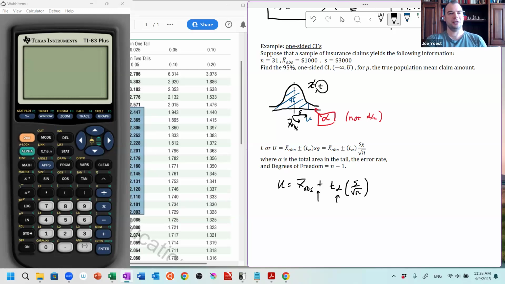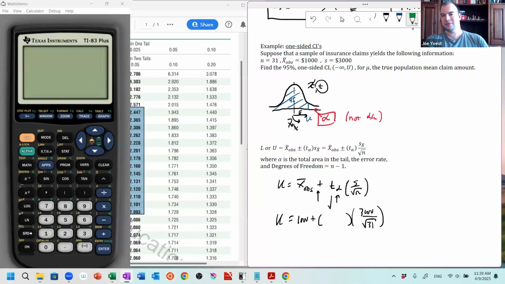So if you think through the picture, it's a perfectly easy change to make. Even though it seems like it might be very complicated at first, it's really pretty simple. Maybe I shouldn't say simple, but it's straightforward. So what is my upper bound then? It's going to be X bar observed 1000 plus, I need to compute a T number. I'll come back to that. S over root N, 3000 over root 31.